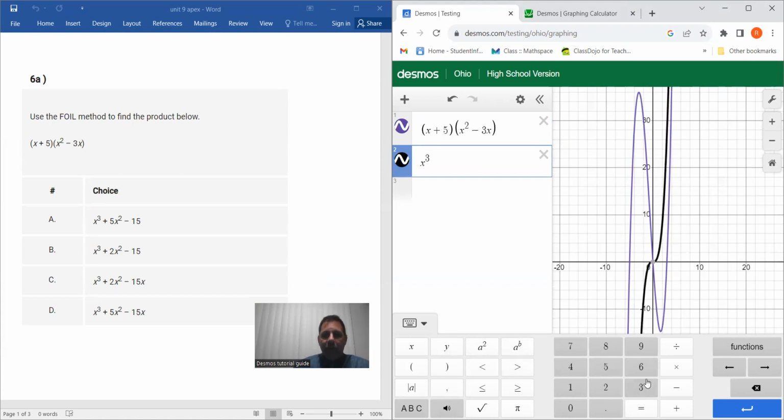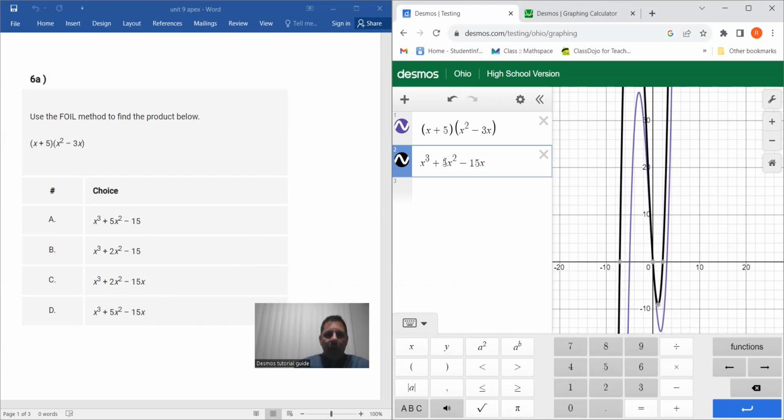So we'll put the first choice in. x cubed, and hit the little arrow to get it to kick back down there, plus 5x squared minus 15. And those are not the same graph. So now I look here, and again, I'm trying to speed up my work. I realize that choice D is the exact same thing. All it has is this extra x in it. Well, nope, that one's not the same.